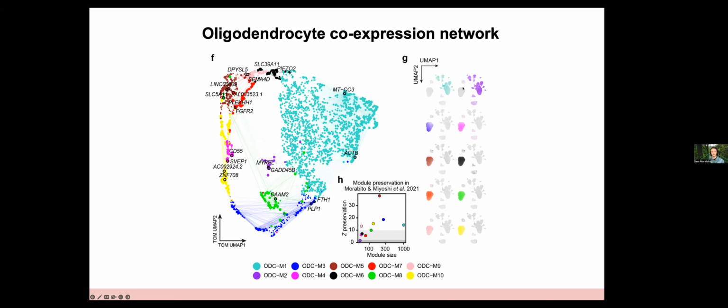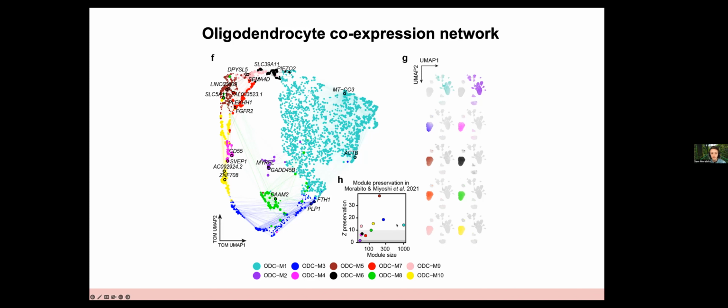This basically means these genes are probably lowly expressed in oligodendrocytes, but they're all co-expressed, so they still show up as a module. But if you look at the entire data set in that context, they're actually probably neuron genes.